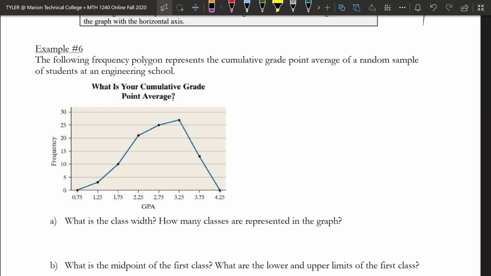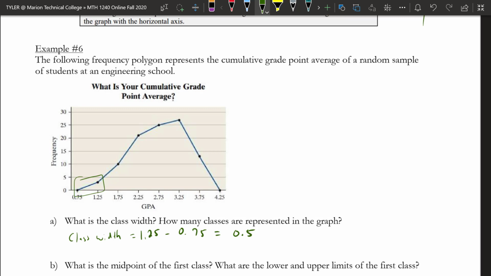How many classes are represented? One way to calculate the class width is to subtract the midpoints. If you subtract the midpoint values, that's also going to give you the class width. So if I take 1.25 and subtract off 0.75, we get 0.5. So the class width is 0.5.